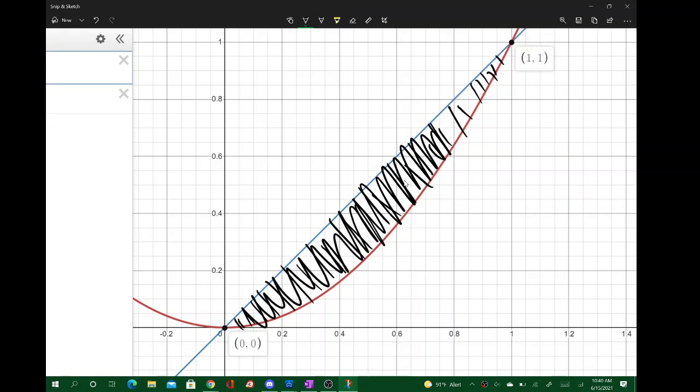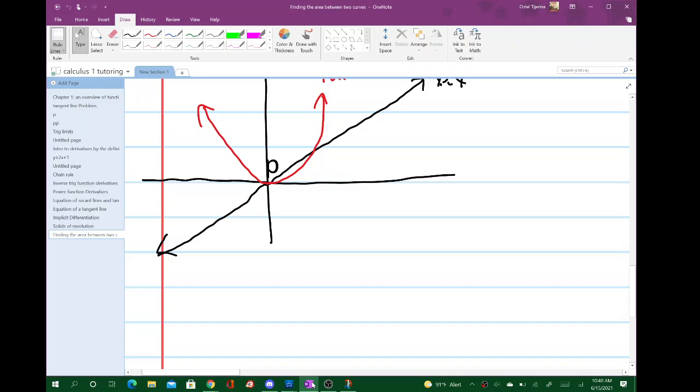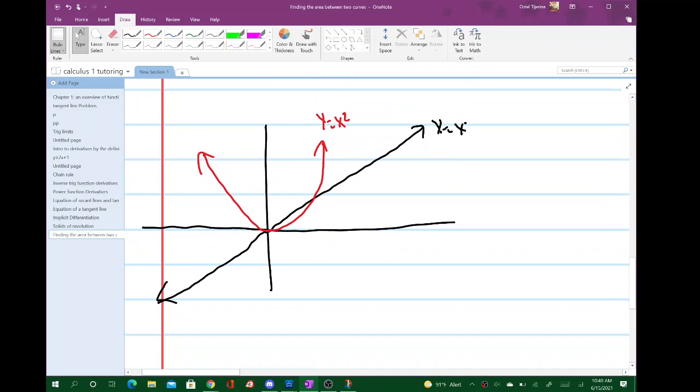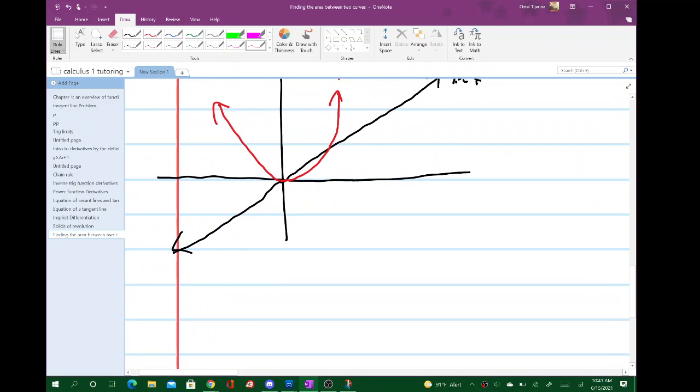Now I cannot do Riemann sums for this. In fact, I don't know how to do Riemann sums at all, because my calculus teacher never taught us Riemann sums, believe it or not, in Cal 1. So just so you guys know, I'm not really going to be doing anything with Riemann sums at all in this calculus series. So we want to find that area, right?